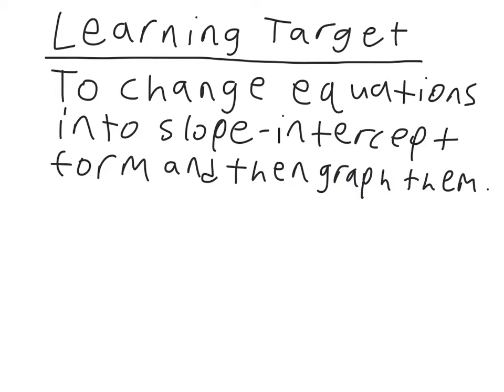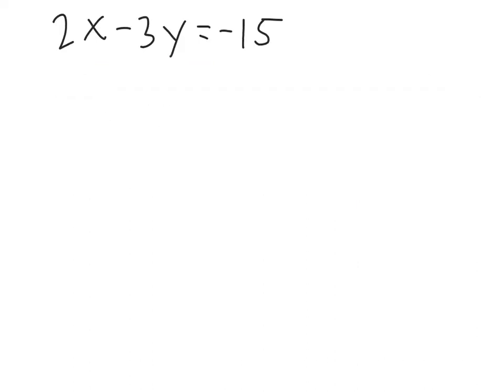Anyway, the learning target for today is to change equations into slope-intercept form and then graph them. So last time we talked about how to graph equations in slope-intercept form. Now I'm going to give you equations that aren't in slope-intercept form, and you have to change them into slope-intercept form and then graph them. Let's get started. Alright, so in this problem, we have 2x minus 3y equals negative 15.